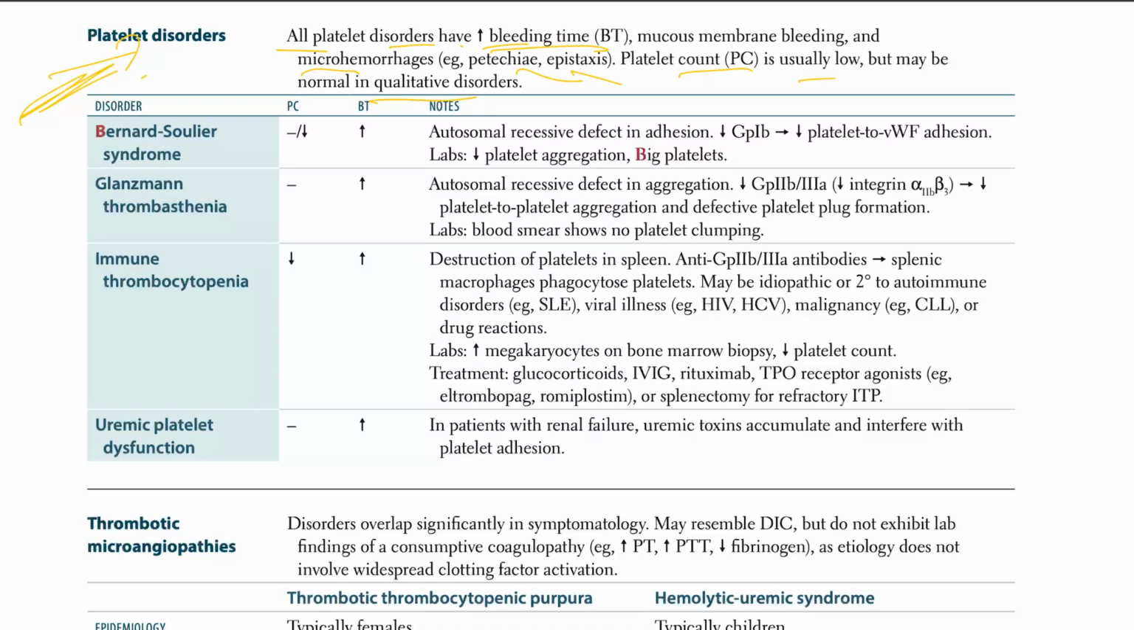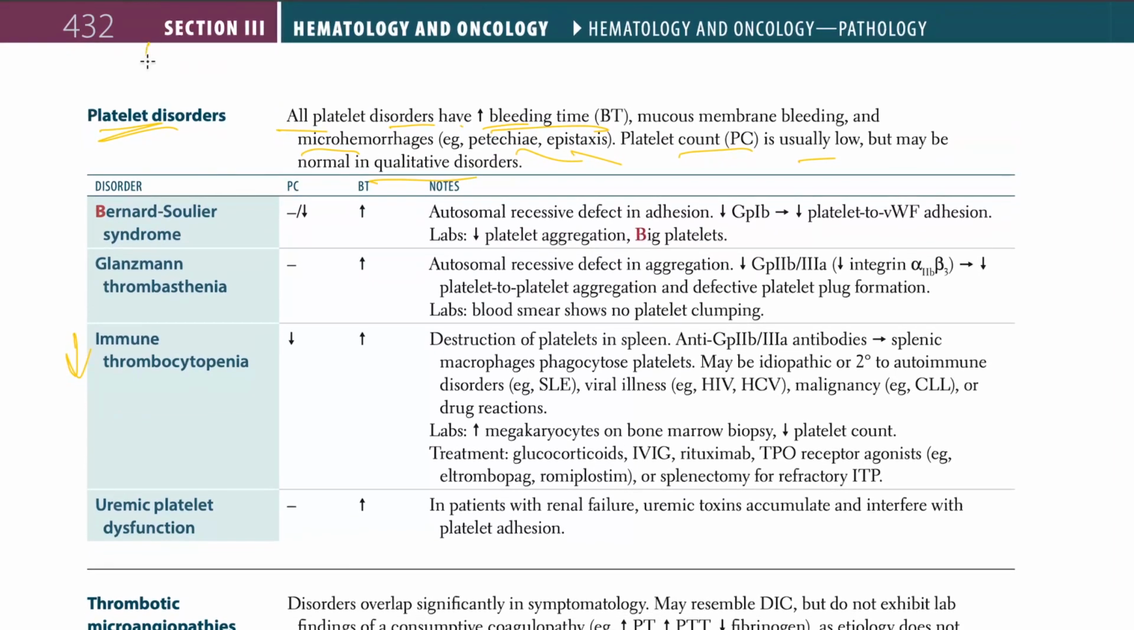What are the qualitative? These two are the qualitative disorders, and the rest is the quantitative disorder. Okay, so coming back here, let me just remind one more extra thing. We said that if you have a factor deficiency, you're going to have deep tissue bleeding. For example, hemarthrosis, tendon bleed, deep tissue bleed, rebleed after surgical procedures, things like that.